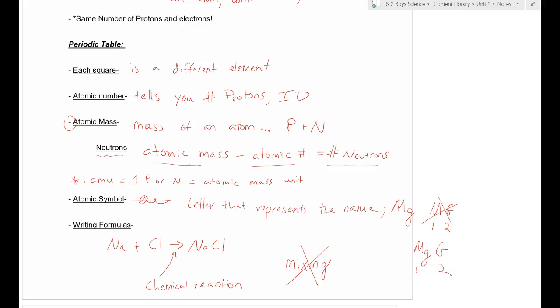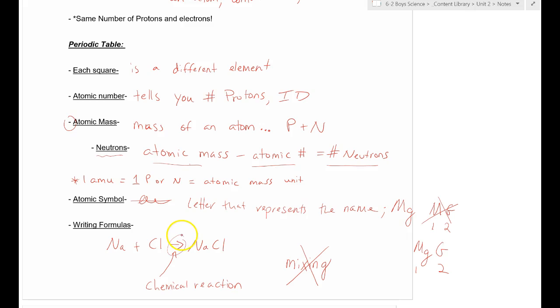When we're writing formulas, chemical formulas, we write them to describe chemical reactions, something that we're going to learn about a lot more later. So for instance, sodium plus chloride undergo a chemical reaction to create sodium chloride, salt. That line right here represents the chemical reaction.